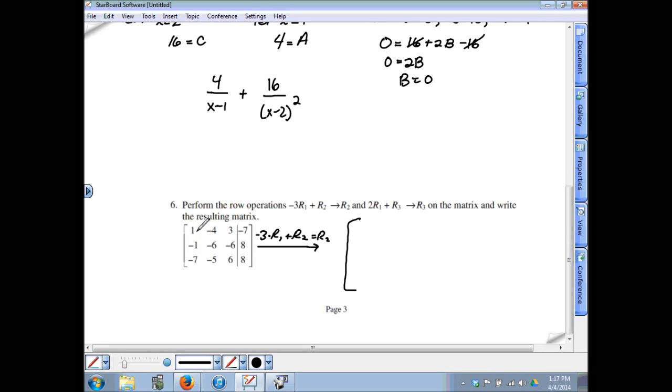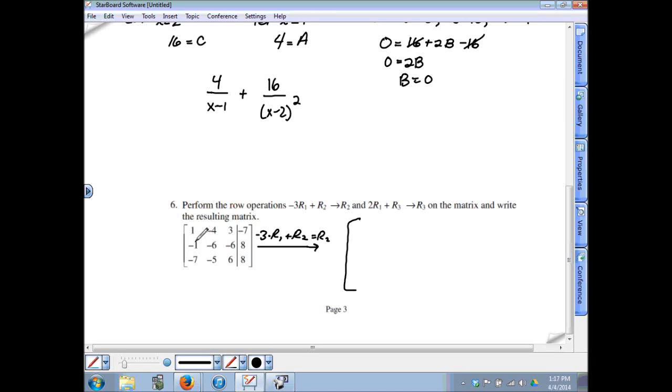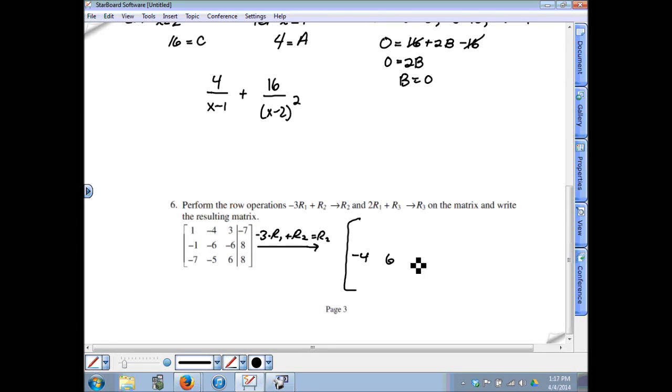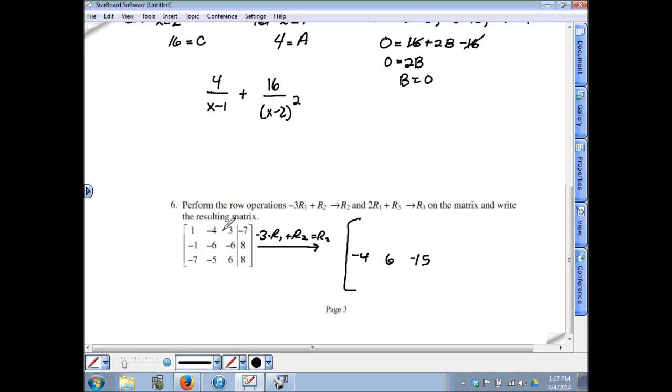So negative 3 times this 1 is negative 3. Negative 3 plus negative 1 is negative 4. Then move over to the next column here. Negative 3 times negative 4 is 12. But 12 plus negative 6 is 6. And then move over to here. Negative 3 times this 3 is negative 9. Negative 9 plus negative 6 is negative 15. We move over to here. Negative 7 times negative 3 is 21. 21 plus 8 is 29. So that's the row operation that affects row 2.